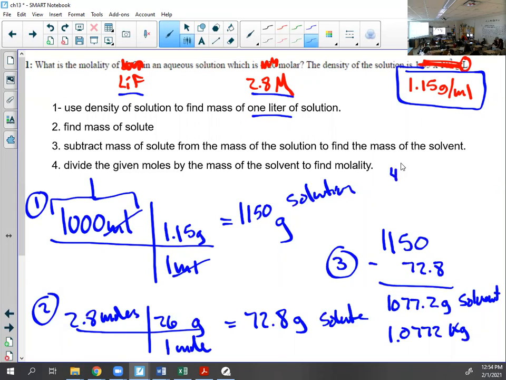Step number 4. You okay if I do that right here? It's kind of ugly, but whatever. Are we good back there? We take the given moles, which was 2.8, and we divide it by the kilograms, 1.0772, and it is equal to 2.6 molal.